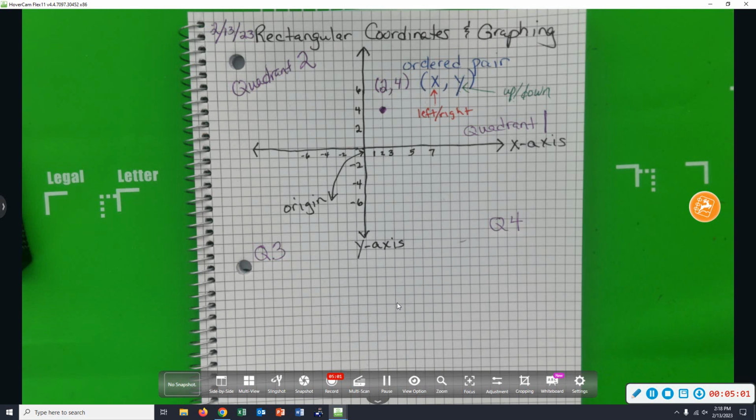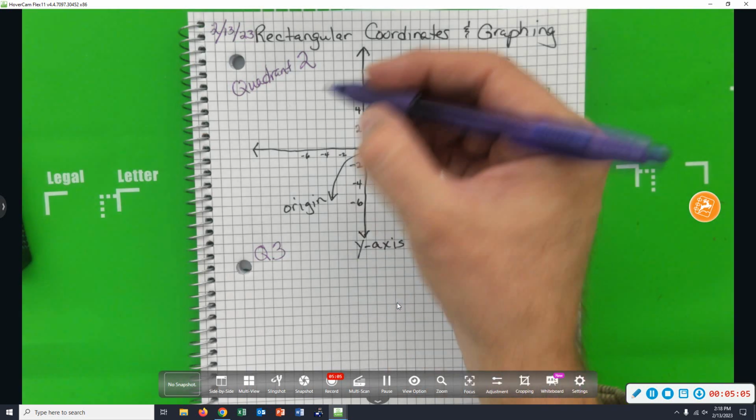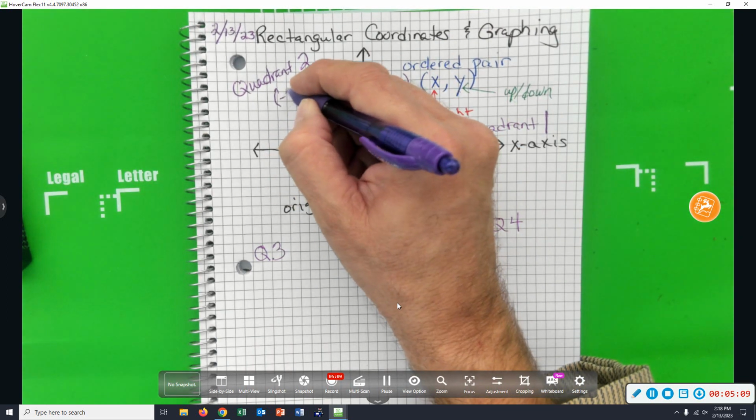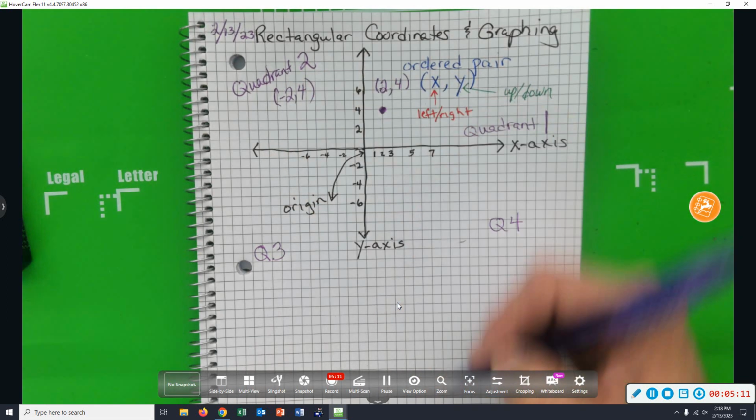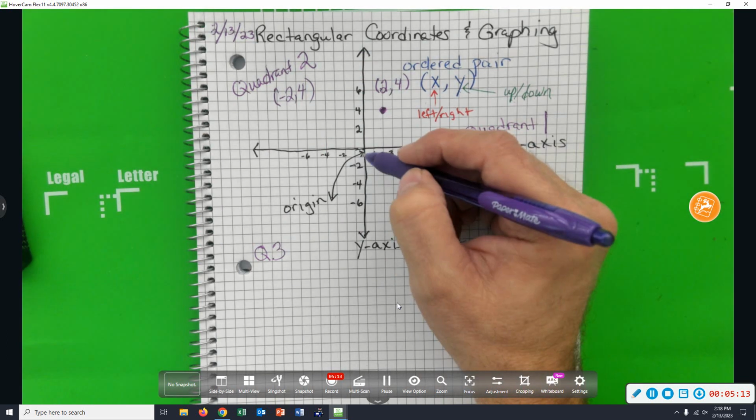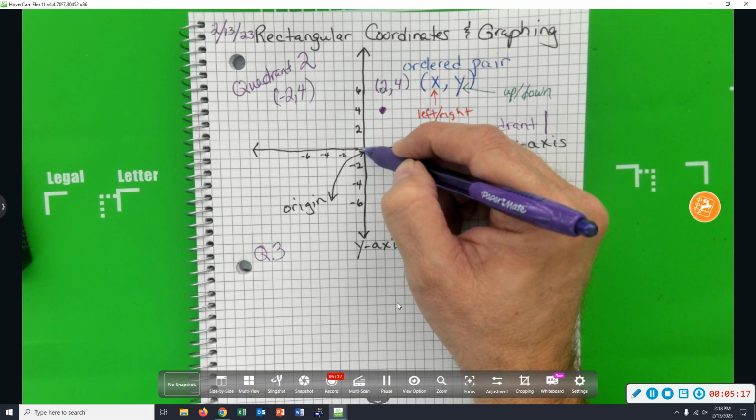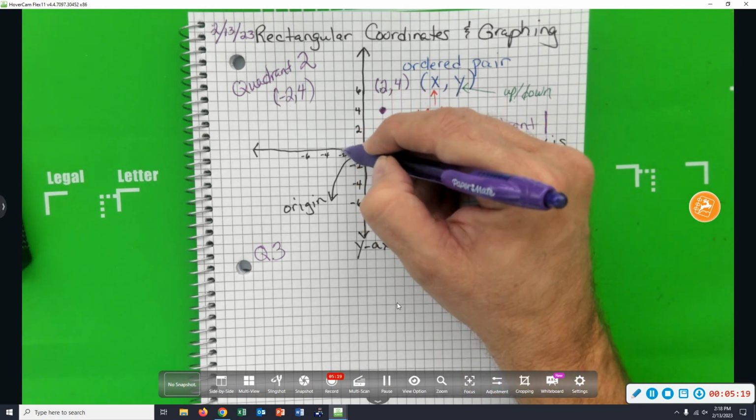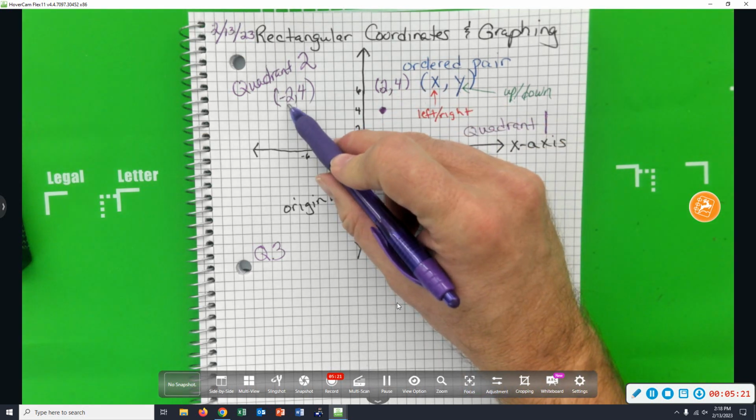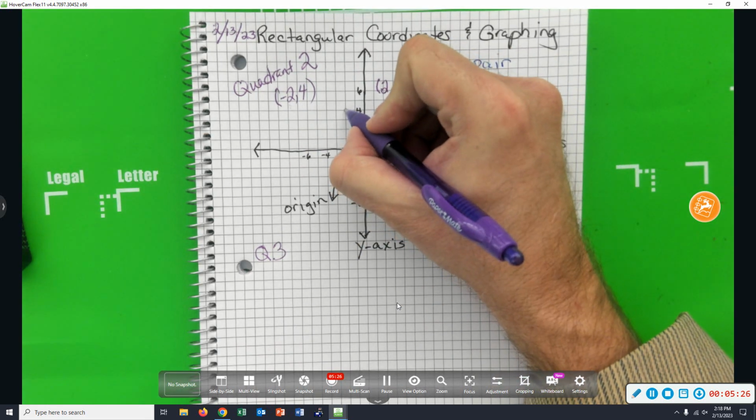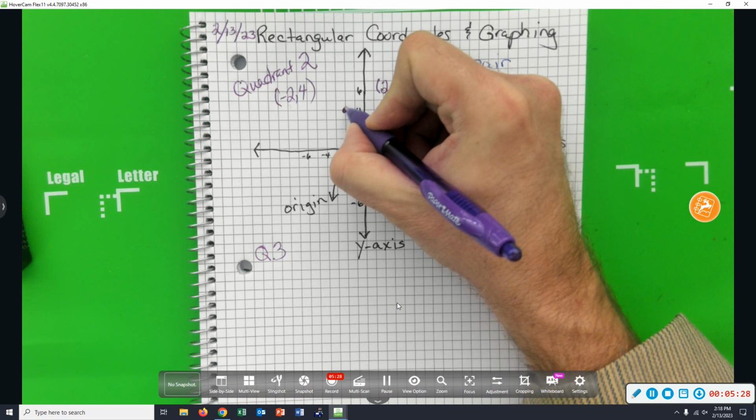I'm going to go around from quadrant to quadrant, plotting a point. Like (-2, 4), that would be over here in quadrant 2. Could y'all plot it? You'd start at the origin and move left 2, left because the first number is negative, up 4. So left 2, up 4.